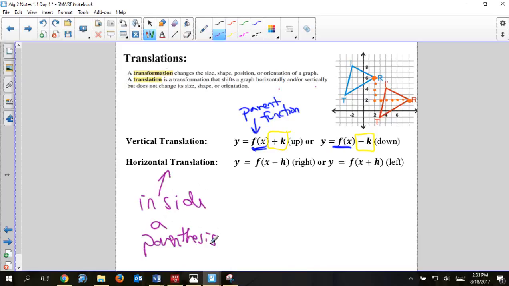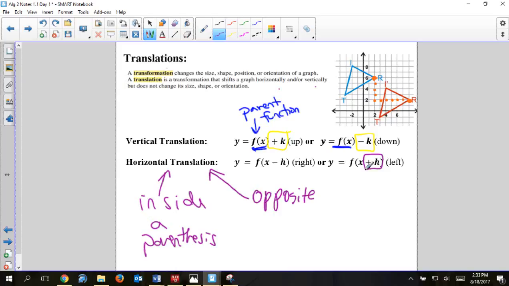That's a big hint that it is a horizontal translation. And when you do any horizontal translation throughout the entire year, they end up being opposite of what you'd think they would be. So like with vertical, when I added k, it went up. But with horizontal, if I add h, see right here, it actually goes to the left. So it's opposite of what you would think.